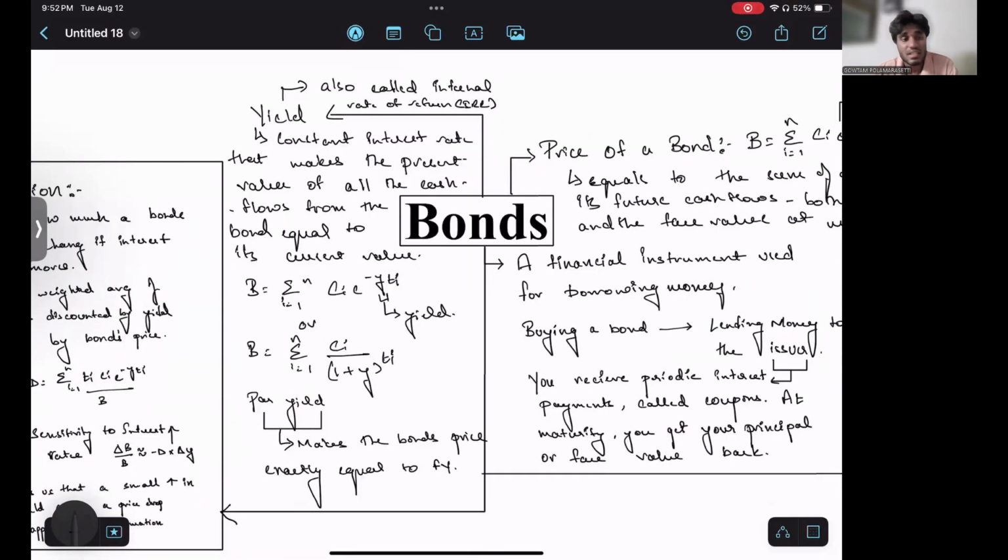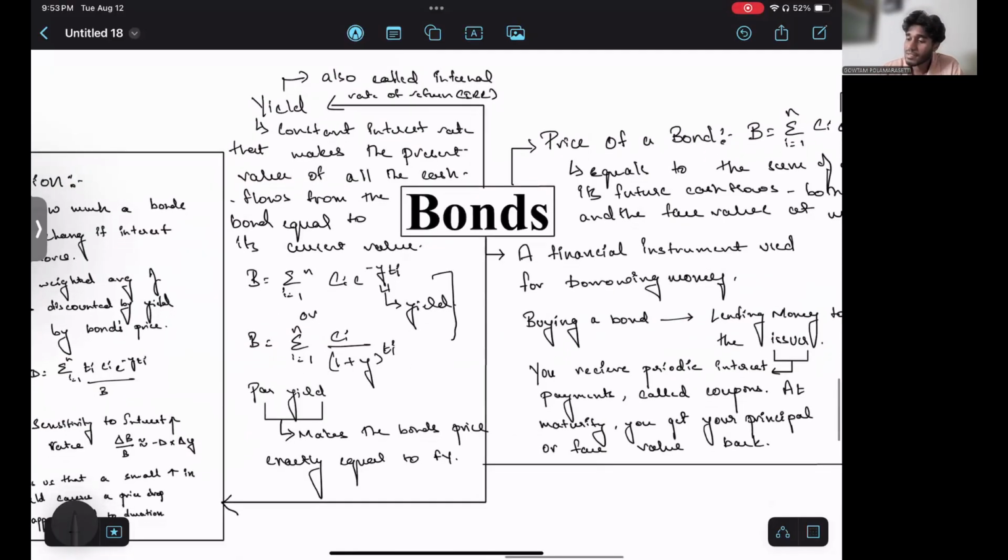The formula for yield says that the bond price should be equal to the sum of all cash flows C_i discounted with respect to the yield, which is y. This formula can also be written as follows after a few approximations. The bond price can be written as the sum of all discounted cash flows, where the discounted cash flow is given by C_i divided by (1 + y) to the power of t_i, where i goes from 1 to n.